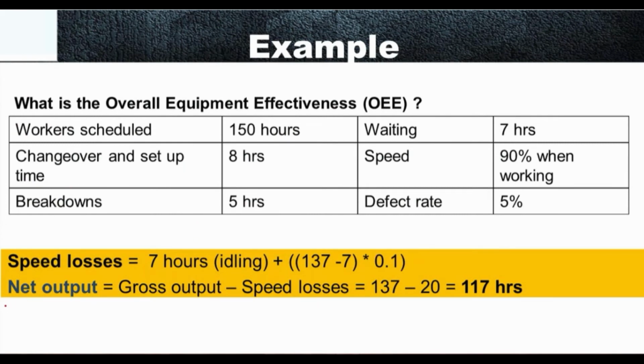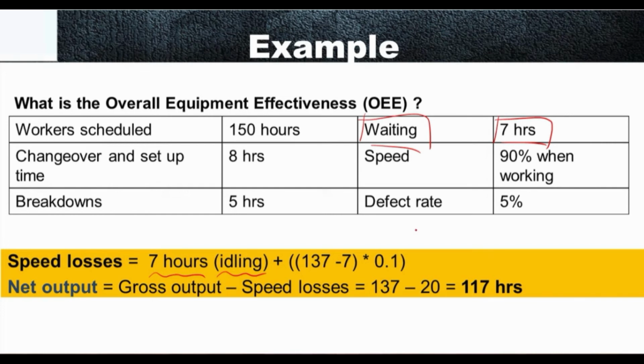Let's calculate the net output. How do we calculate it? We take the gross output, what we just calculated was 137 hours, and we reduce it by the various forms of speed losses, okay? And then we calculate the net output. How do we calculate the speed losses? Well, first of all, we have here 7 hours of waiting or idling. That is when those human resources, the programmers, are waiting for instructions. They're waiting for work from a colleague to reach them, etc., etc.